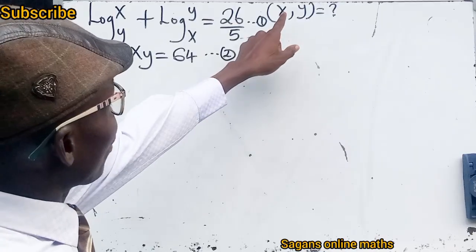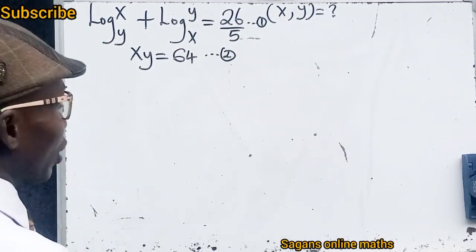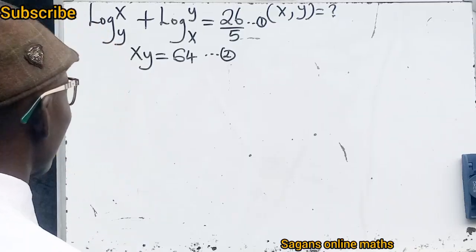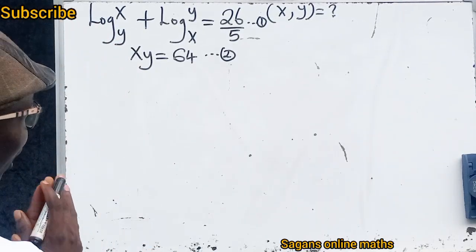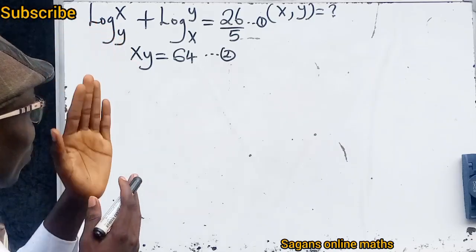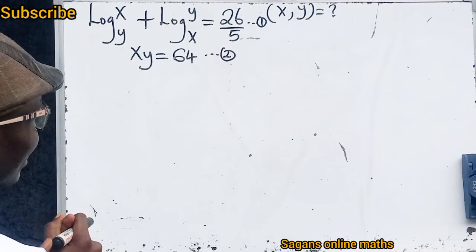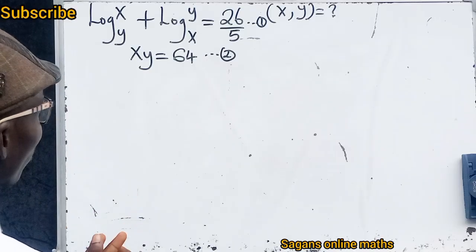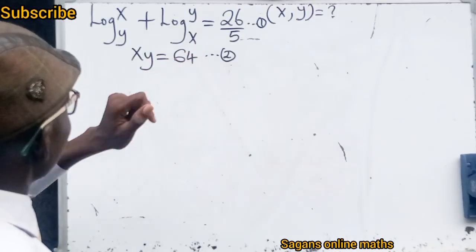Now remember, we are asked to find the value of x and y. That means this is a simultaneous equation involving logarithms. Now our interest is from equation 1. Let's consider equation 1. What can we do about it? We are going to do something very important, because equation 1 is the main clause to this problem.